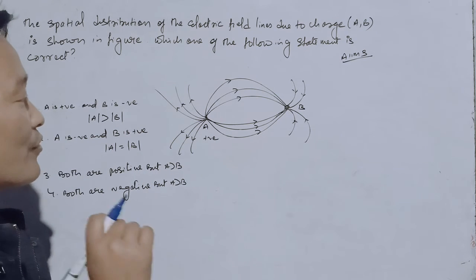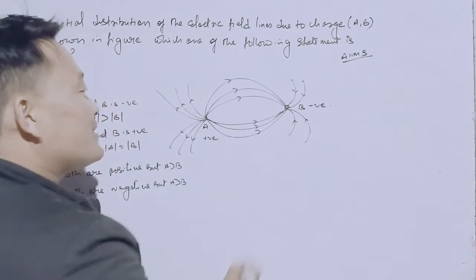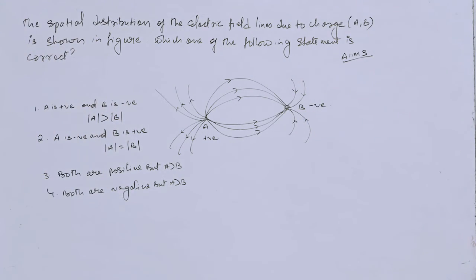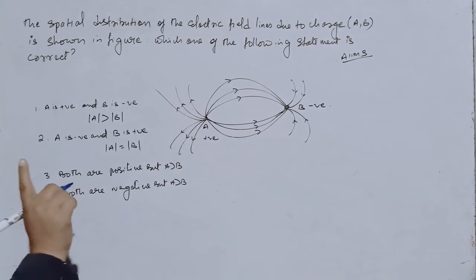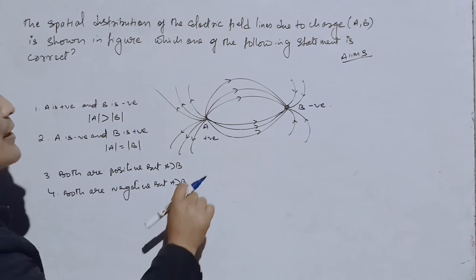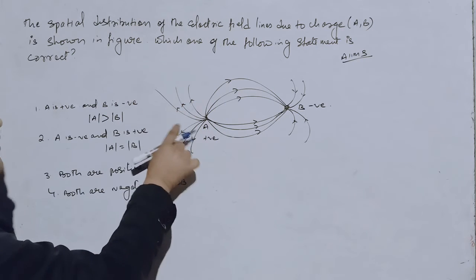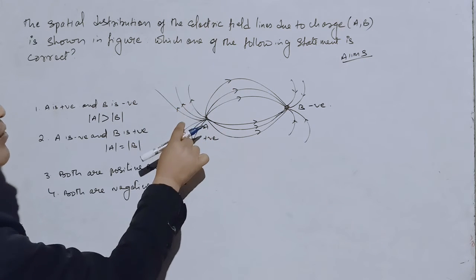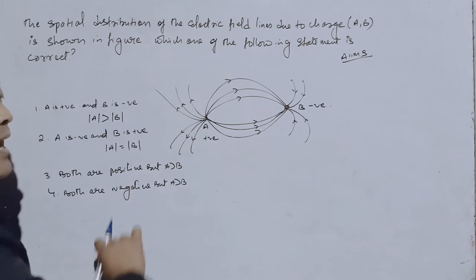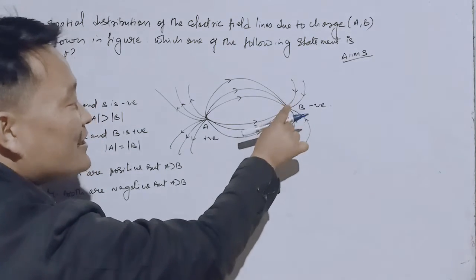Electric field lines start at the positive charge and end at the negative charge. Since A is positive and B is negative, that is the first criterion. Next, see the number of lines leaving A: 1, 2, 3, 4, 5, 6. And the number of field lines entering B: 1, 2, 3, 4.